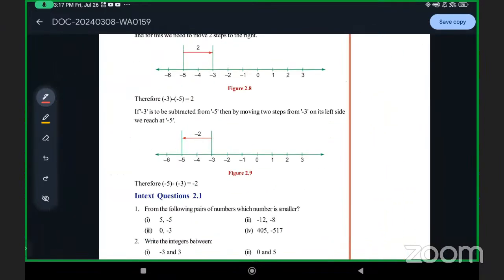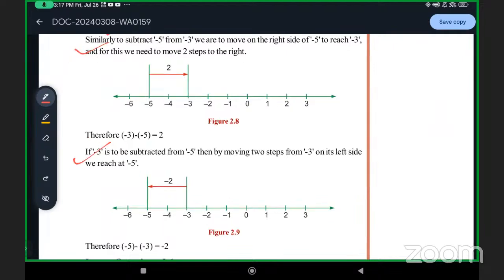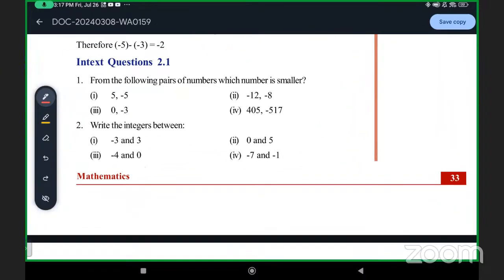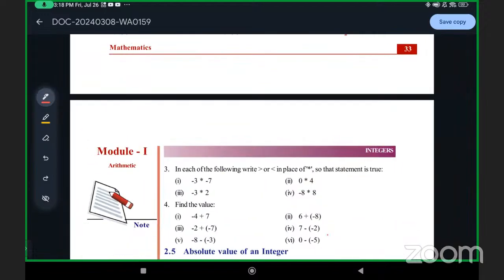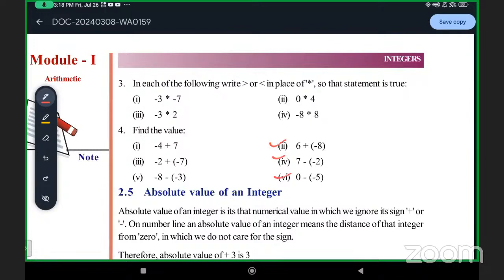Then there are similar examples given here. You can review them. Same thing we've got to perform. So I'm moving forward. You have in-text questions 2.1. You can try them out this weekend. You just have to tell what integers are between the given integers, which one is greater or less, and find the value. This also you can try using those 4 rules.